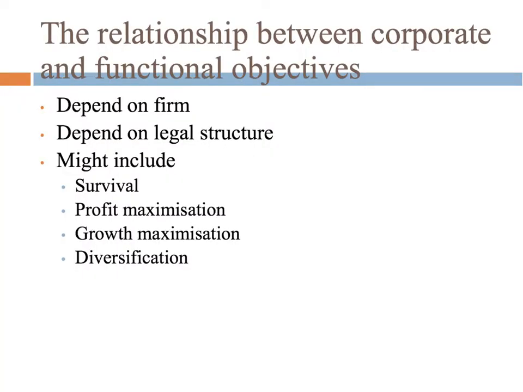So I've been hinting at it, but let's have a look at the relationship between corporate and functional objectives. So corporate objectives may vary from firm to firm, depending on the size of the business or the legal structure. Remember, legal structure is things like whether they are an LTD, whether they are a PLC or a sole trader. For example, a major objective of a corner shop may simply be to survive, whereas a multinational organisation like Hewlett-Packard, I showed you before, might be more interested in its corporate image and the possibility of diversifying.